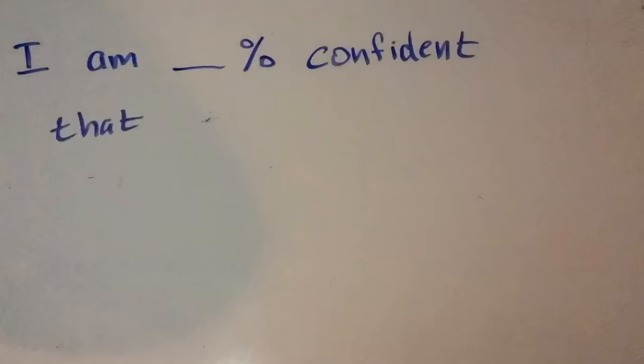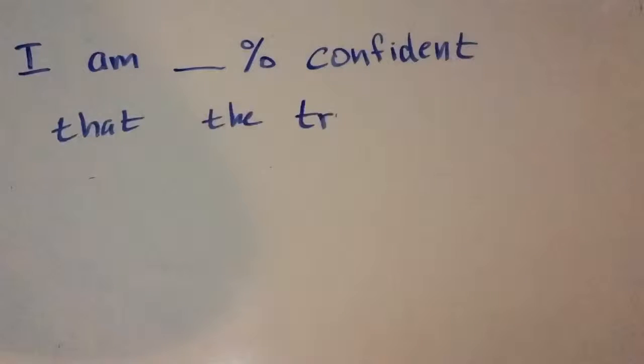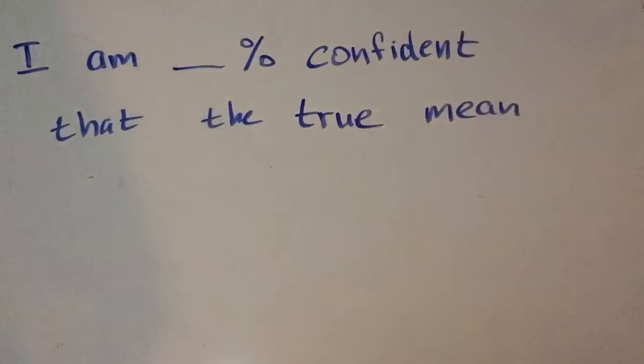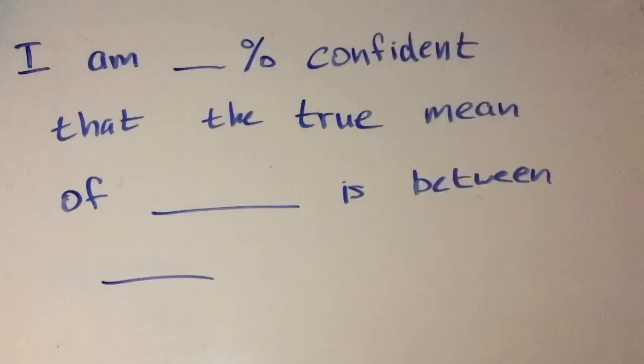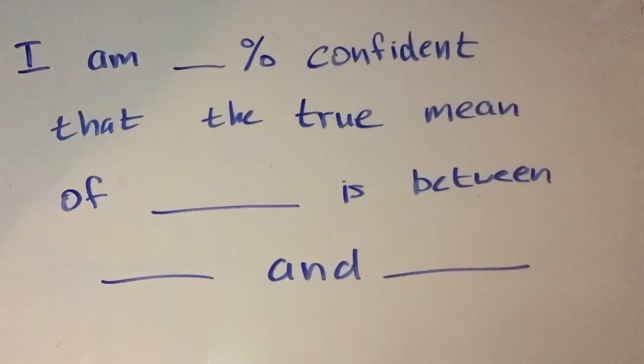The last and final part of our confidence interval would be to write the sentence, which consists of, I am blank percent, which is the confidence level, confident that the true mean, because it's a one-sample mean, of blank, which is your population that you'll have from your problem, is between blank and blank, which are the confidence intervals that you'll get from your skeleton.